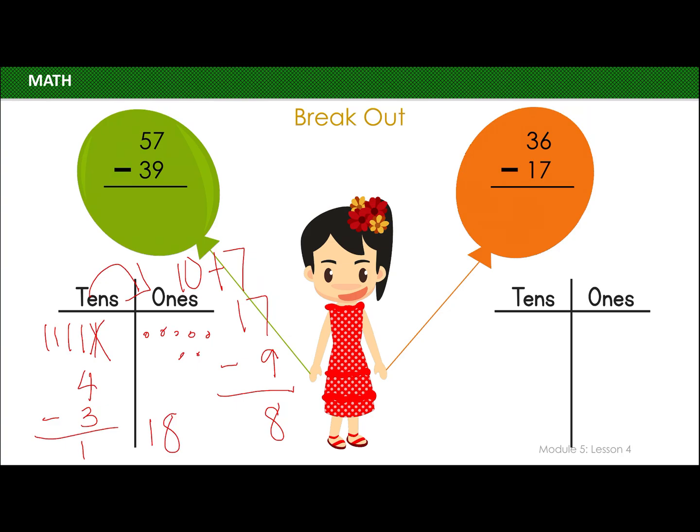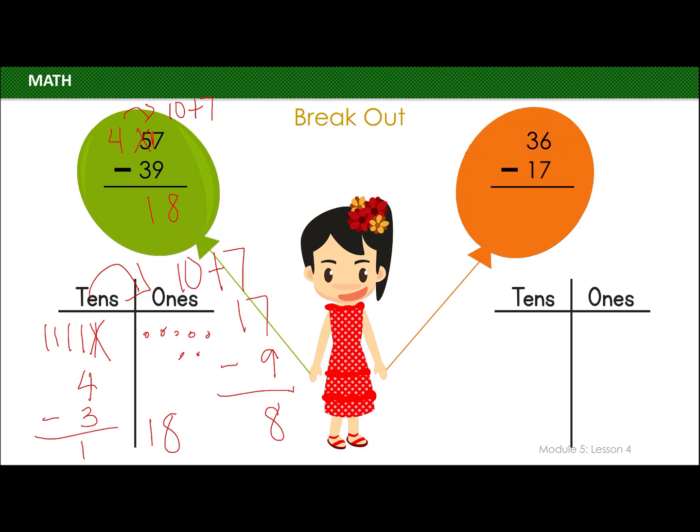Let's check doing it our other way that we know how. So we are going to regroup. So I'm crossing off that 5. I know I'm taking 1 away, so that becomes a 4. I'm adding that 10 to my 7 to make it 17. 17 minus 9 is 8. And 4 minus 3 is 1. So my answer is 18.